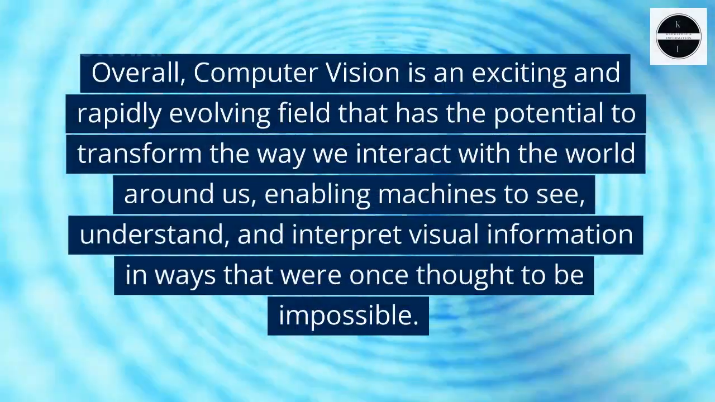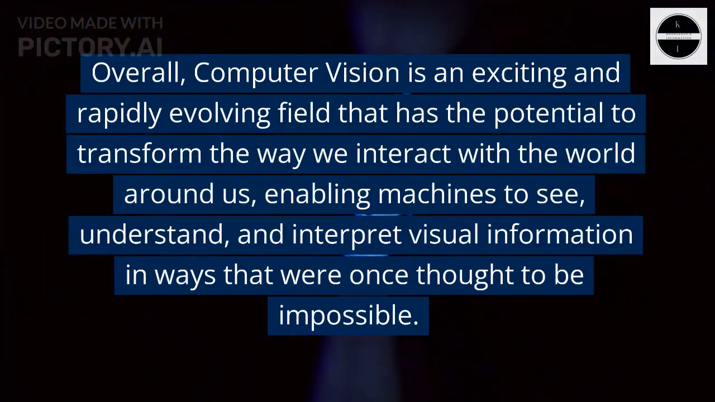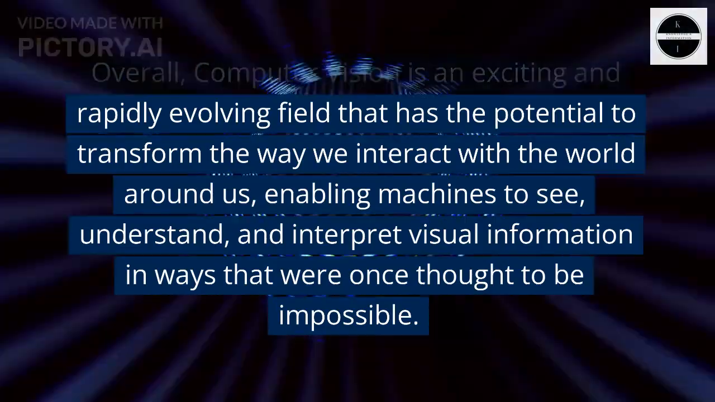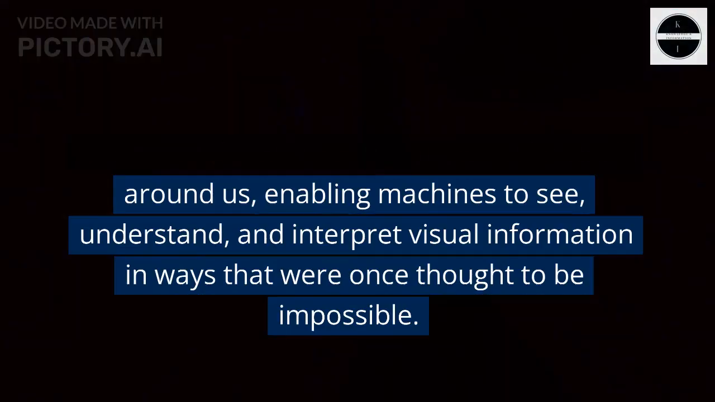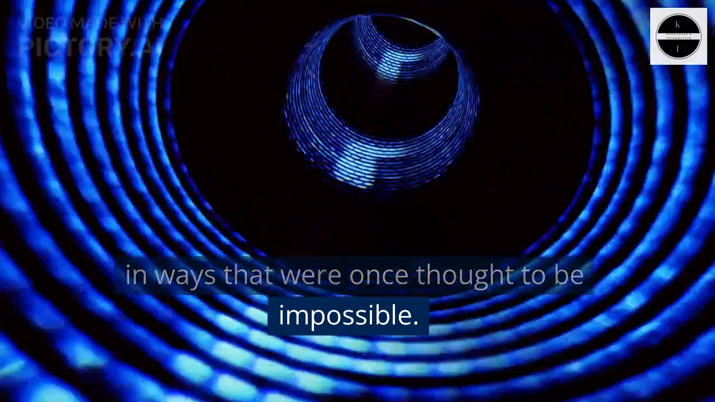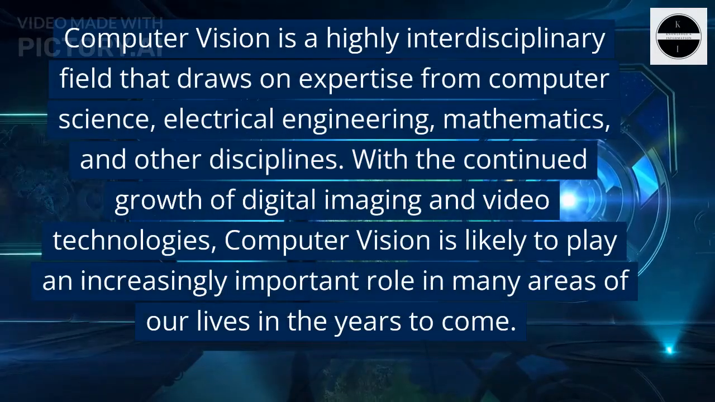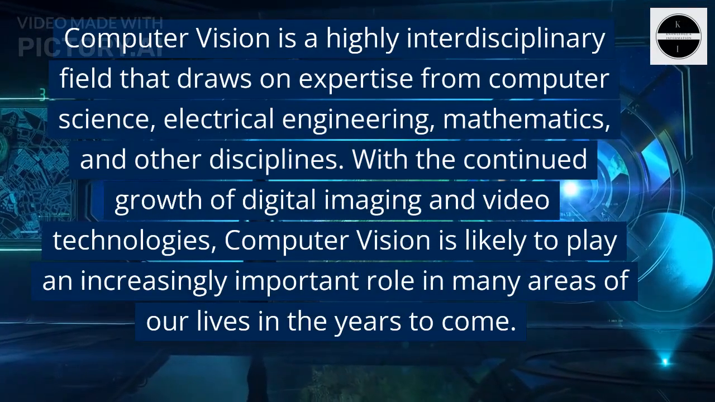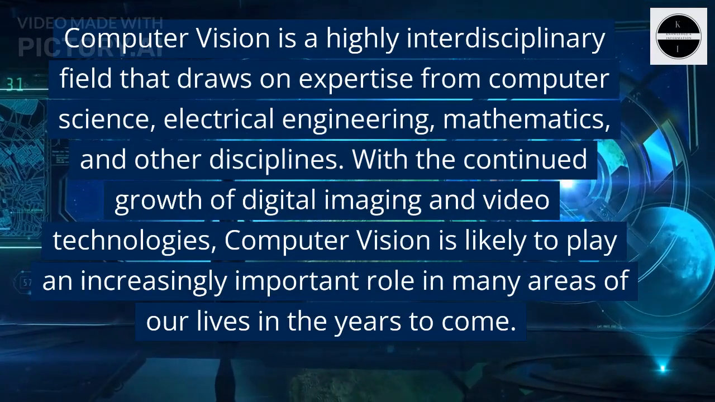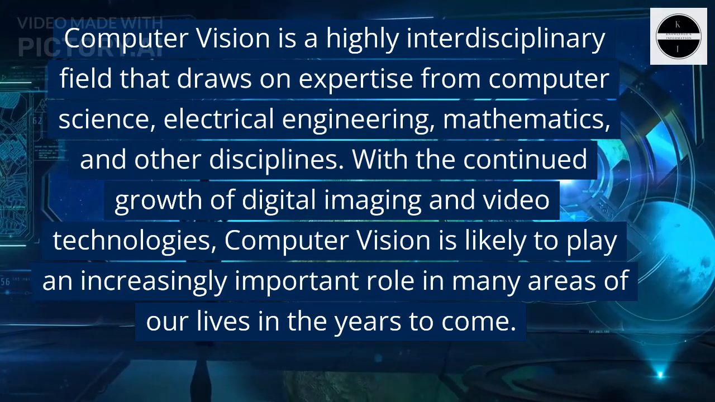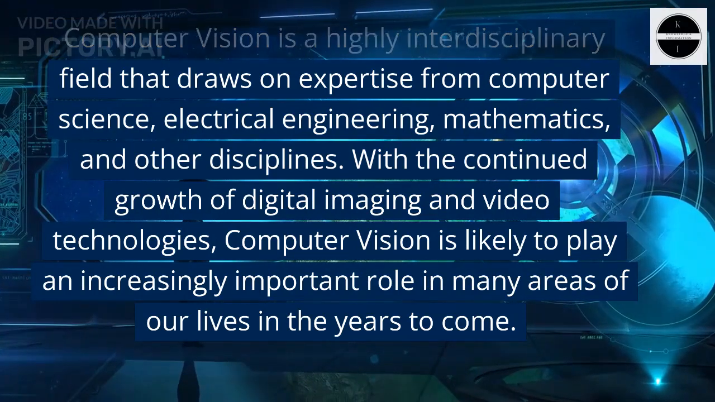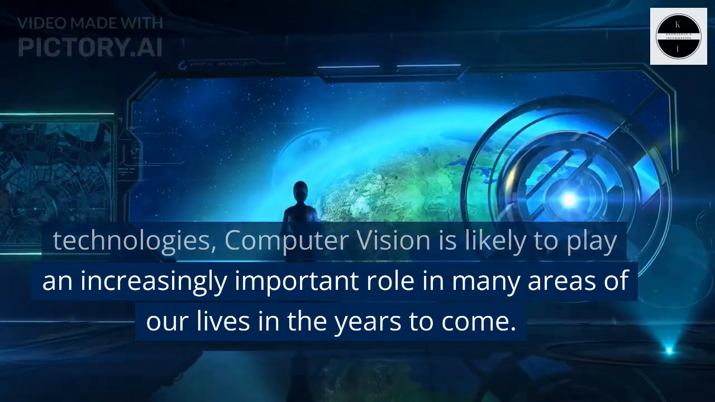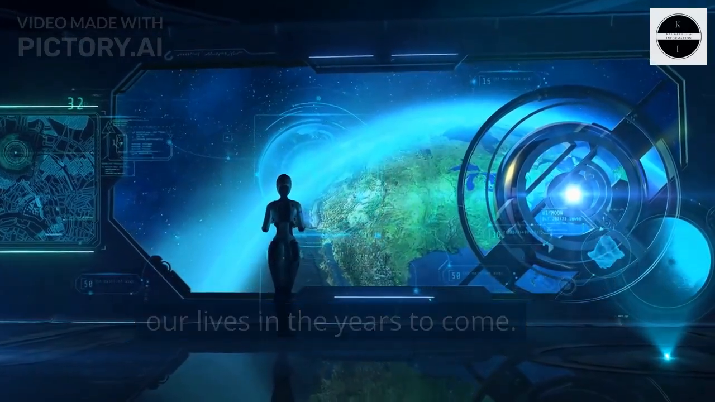Overall, computer vision is an exciting and rapidly evolving field that has the potential to transform the way we interact with the world around us, enabling machines to see, understand, and interpret visual information in ways that were once thought to be impossible. Computer vision is a highly interdisciplinary field that draws on expertise from computer science, electrical engineering, mathematics, and other disciplines. With the continued growth of digital imaging and video technologies, computer vision is likely to play an increasingly important role in many areas of our lives in the years to come.